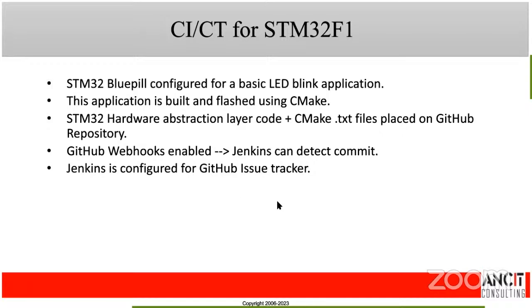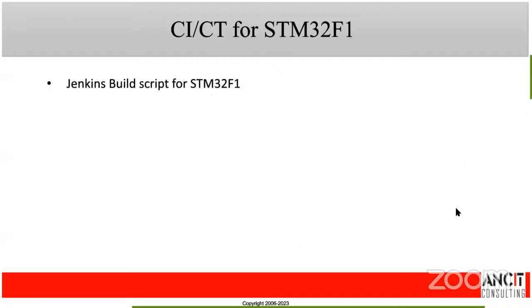So now you have your STM32, the embedded systems part, which is working with CMake, and then you have your Jenkins and your GitHub all working together in tandem. For that, I'll first discuss the Jenkins build script. If you remember me telling that in the Jenkins tool, you have an option to specify your build script, and that's what Jenkins uses to build your project.